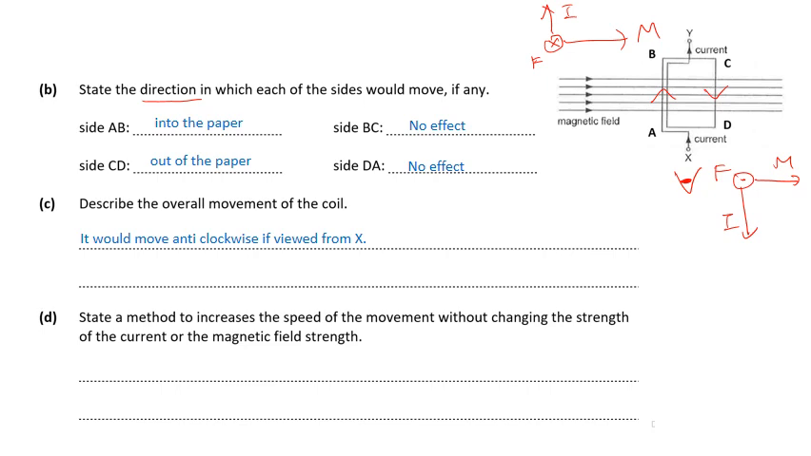For part D, it says state a method to increase the speed of this movement. Now, since I cannot use a stronger magnet, I cannot increase the value of the current either. One thing you can recall from electromagnetism is that you can actually insert a soft iron core within the coil, and this will increase the movement because that soft iron core will actually concentrate the magnetic field lines. Now we didn't actually change to use a stronger magnet, but we actually use an iron core to concentrate the magnetic field line, so this counts as an answer as well.